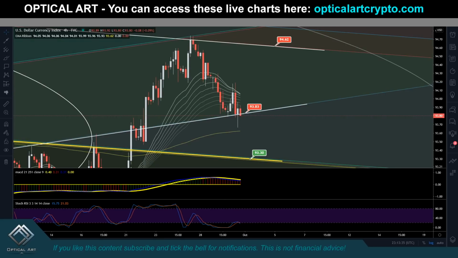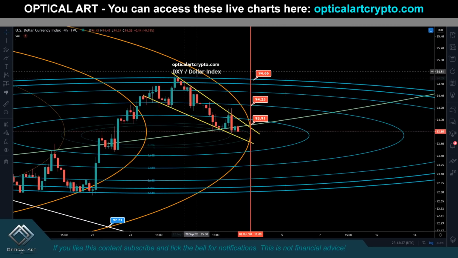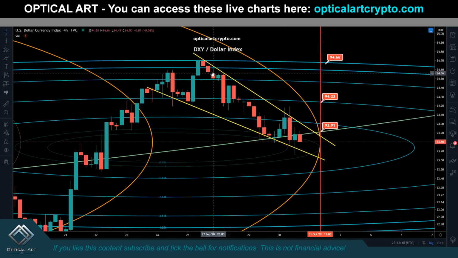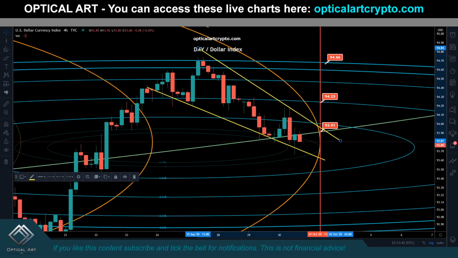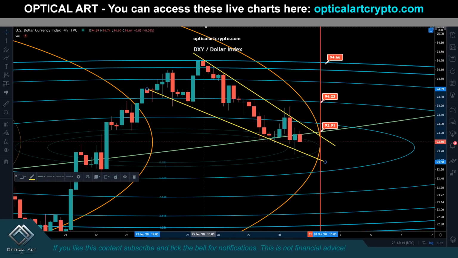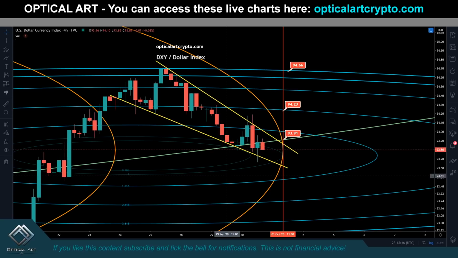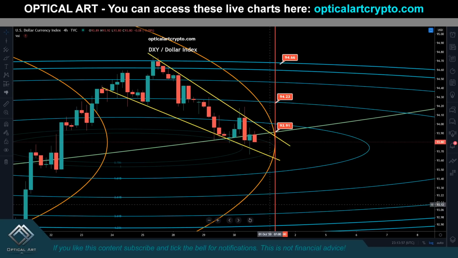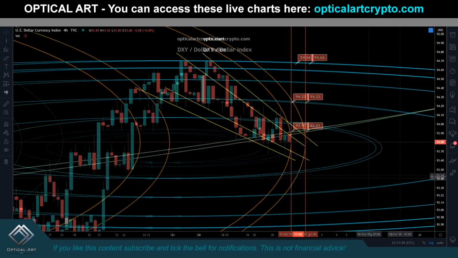I'm going to show you why I think that's the case. This is the other dollar index chart. You can see that we are in what looks like a falling wedge. This is our resistance. This is our support. Typically falling wedges break to the upside more than they do the downside, but again, they can break to the downside as well. If you'll notice, this orange ring right here, this vertical red line represents the apex of this ring. This is October the 1st, which is tomorrow.